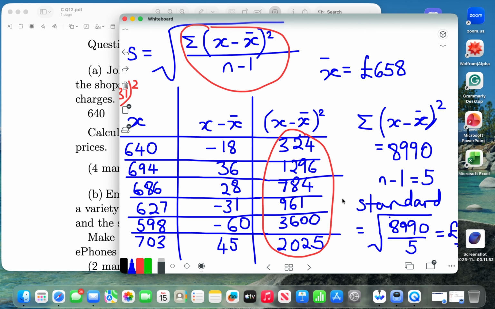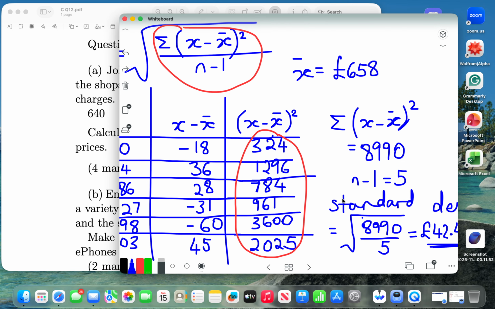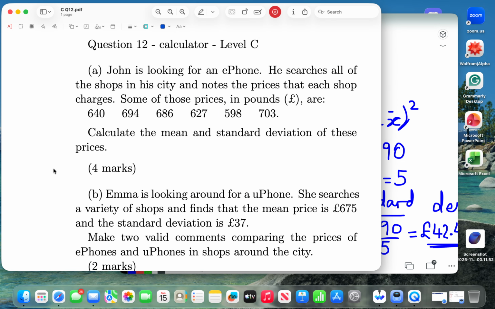So I've done part A in this video. I will do part B in the next video. If you just want to take a look at the question again, question B looks easy, but it's very easy to also get it wrong.